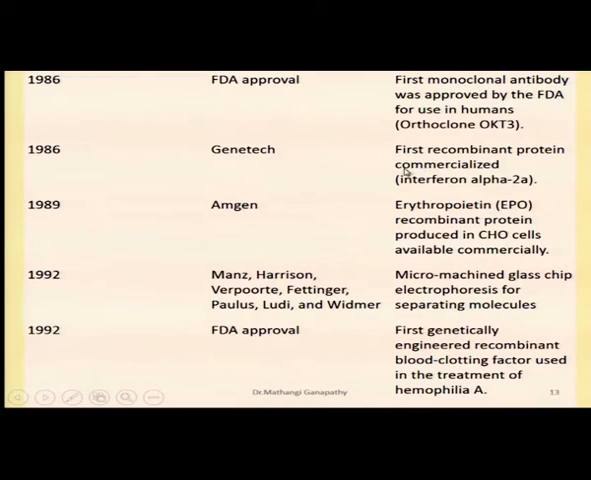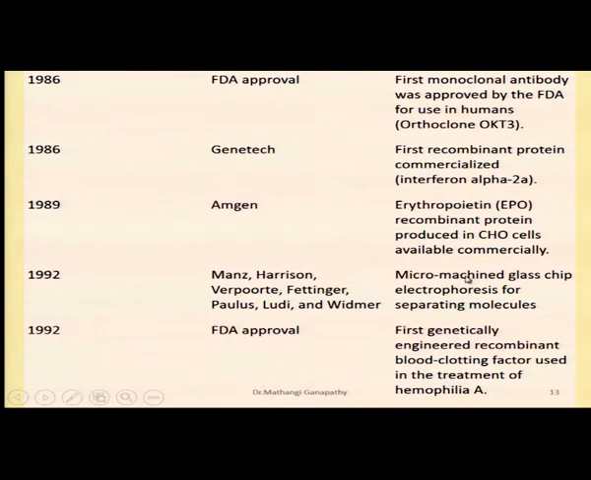In 1986, the first monoclonal antibody was approved by the FDA for human use. And again in 1986, Genentech, the company, commercialized the first recombinant protein, interferon alpha 2A. In 1989, we had another company, Amgen, which produced erythropoietin. This was produced in CHO cells, and this was made available commercially.